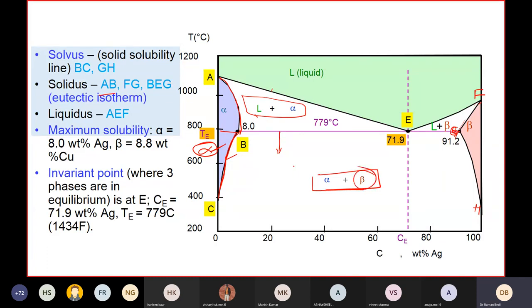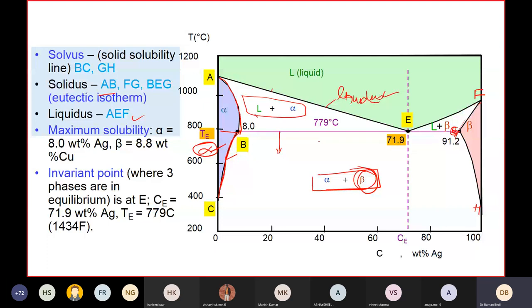Just like sugar in water, if you put more sugar into it, you will have syrup plus sugar available separately. The same thing happens here: when you put more silver into it, more than the solubility limit, the second phase evolves, which is the beta phase. So the invariant point, or what we call, I've already said that this is the liquidus line, that is A, E, F. So this happens to be your liquidus line.